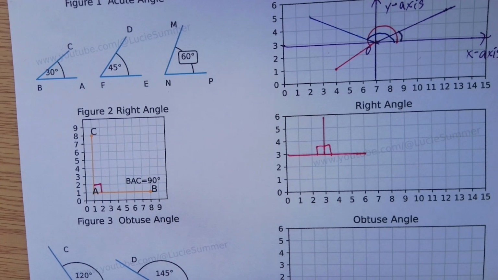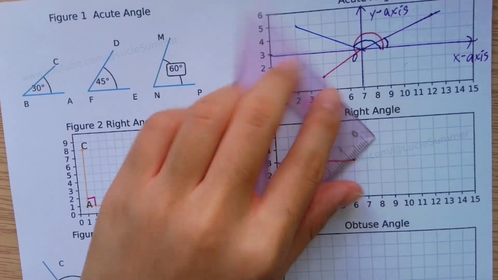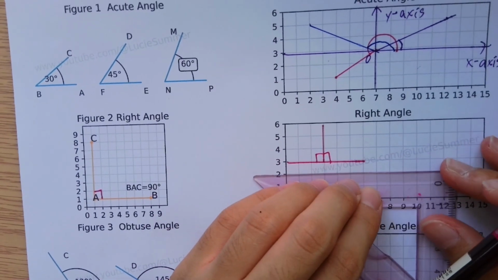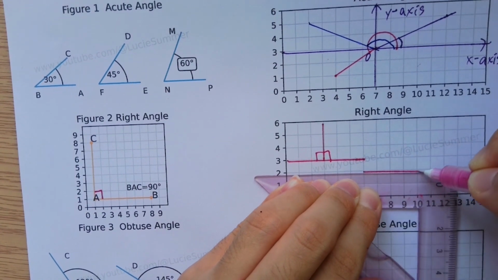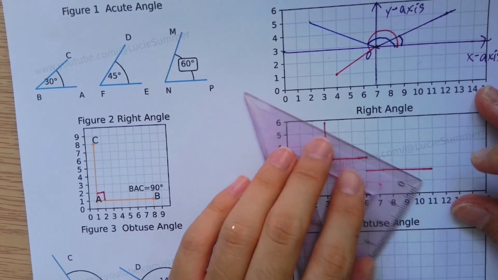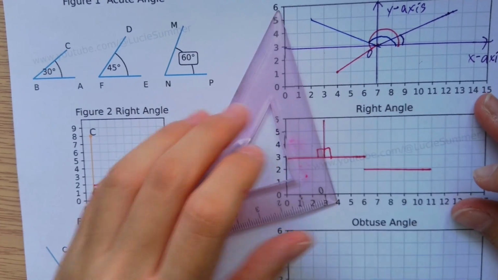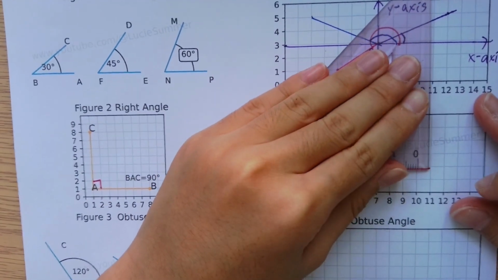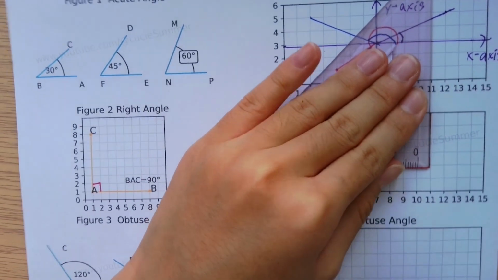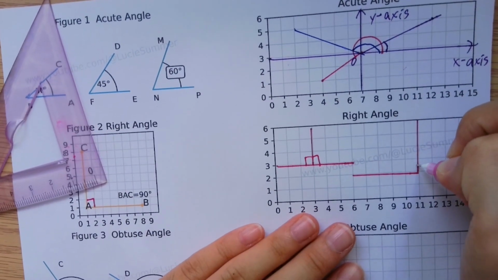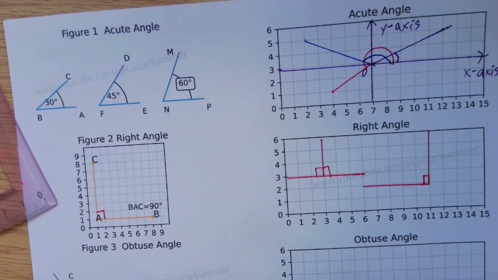So to draw a right angle, you'll need a set square like this. So first you can just draw the baseline over here. And then you draw another straight line that is perpendicular to this line, like this. So this is a right angle, as you can see.